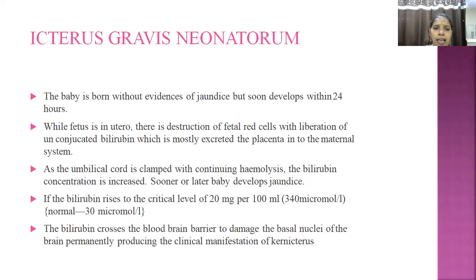As the umbilical cord is clamped, with continuing hemolysis, the bilirubin concentration increases. Sooner or later, the baby develops jaundice. If the bilirubin rises to a critical level of 20 mg per 100 ml, that is 340 micromoles per liter, when the normal level is 30 micromoles per liter, that is more than 10 times increased. That is the critical level. The bilirubin crosses the blood-brain barrier to damage the basal nuclei of the brain, permanently producing the clinical manifestations of kernicterus.